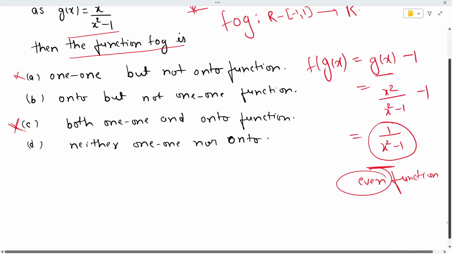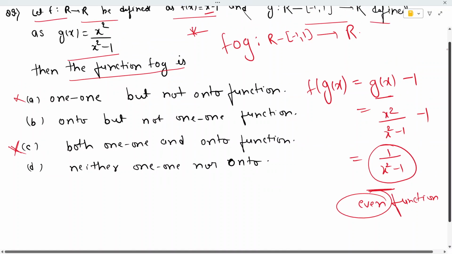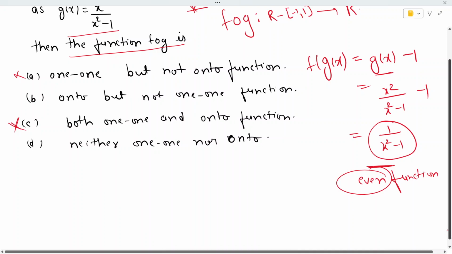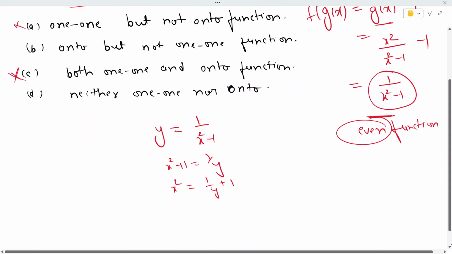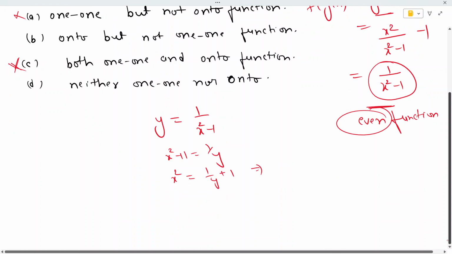So now let's solve either one of them is true. Look how to go for onto. Just onto is very quite easy. Assume y is equal to 1 by x square minus 1. Now write x in terms of y. So x square minus 1 is equal to 1 by y, so x square is equal to 1 by y plus 1. Okay, so from here you get 1 plus y upon y is equal to x square.